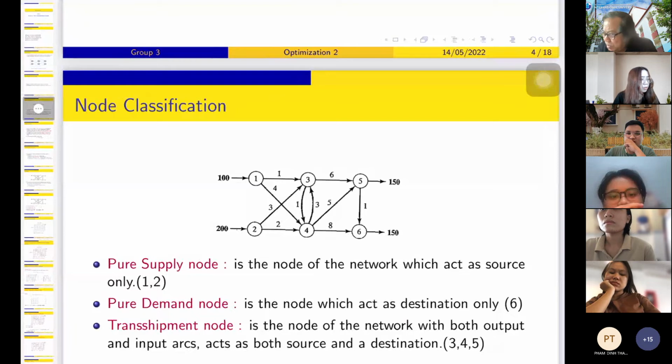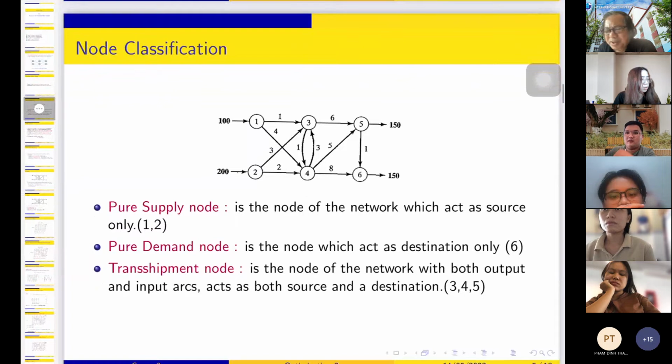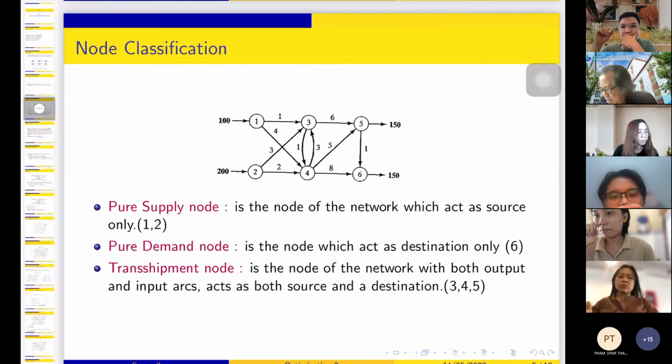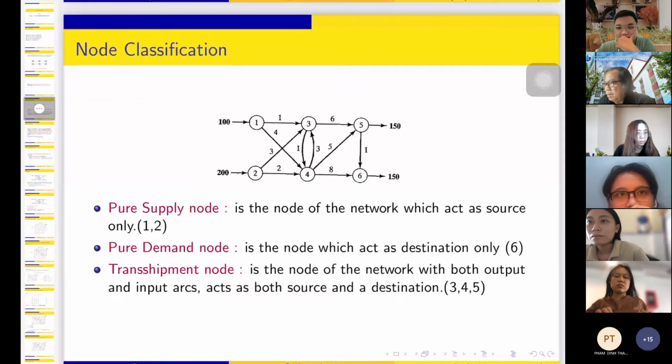Just look at this one and then you can see. What is the problem here? The problem here is to transfer or supply. The total supply is 300 from the pure supply nodes 1 and 2, throughout the transshipment nodes 3, 4, and 5, to the pure demand node, which is 6. And here is the definition of pure supply, pure demand, and transshipment node.